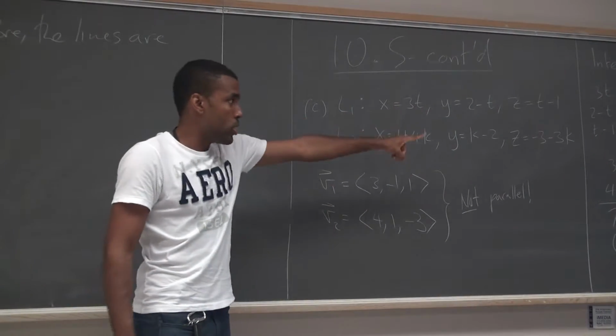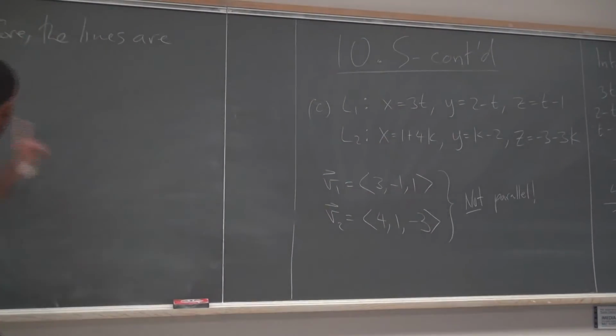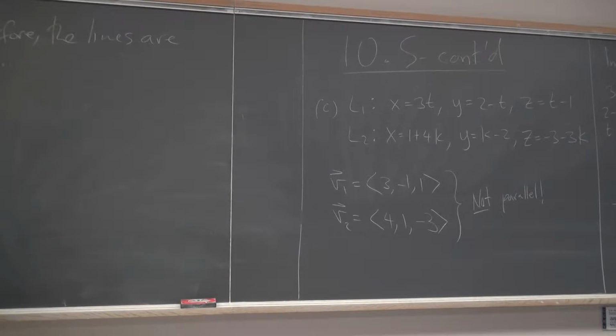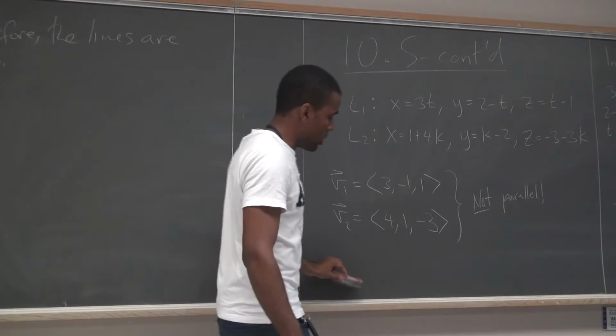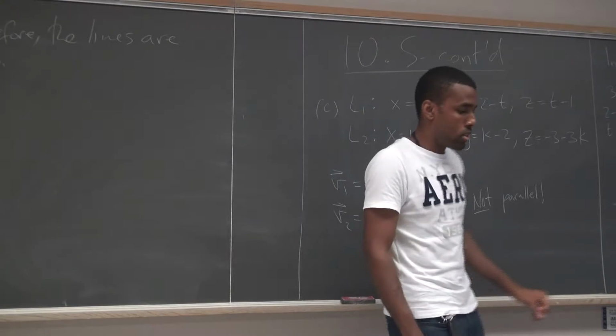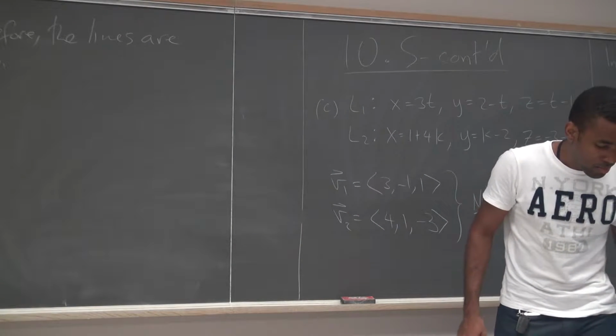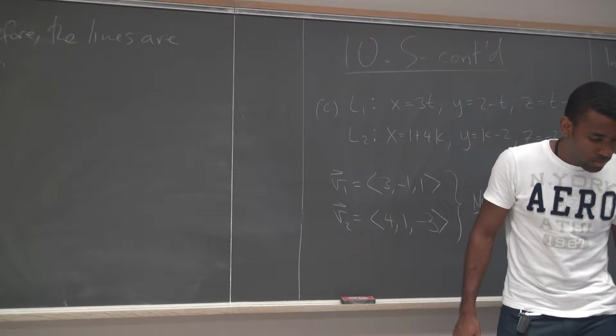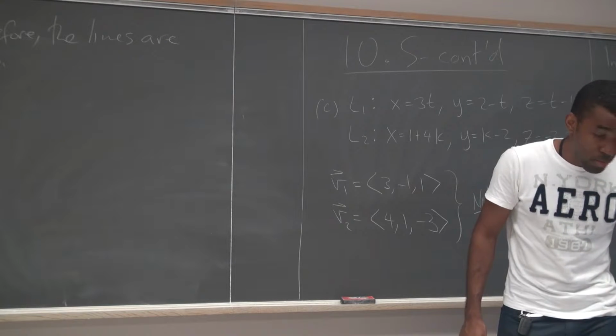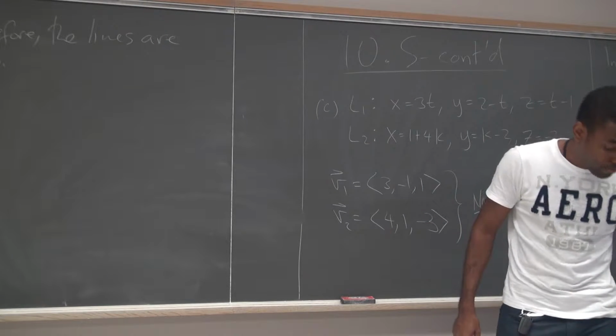Then you try to set up these equations and see if they have a solution. If it actually has a solution, then they actually intersect. If they don't have a solution, then you know they're skewed. They will never touch, but they're not parallel. That couldn't happen in 2 dimensions, but in 3 dimensions it can happen.